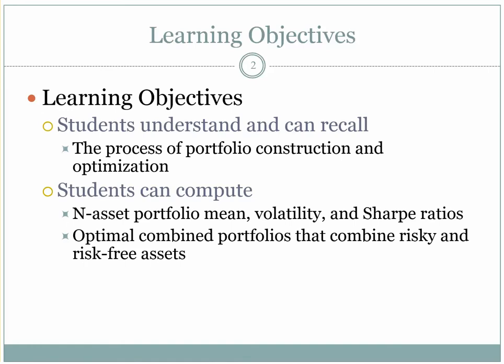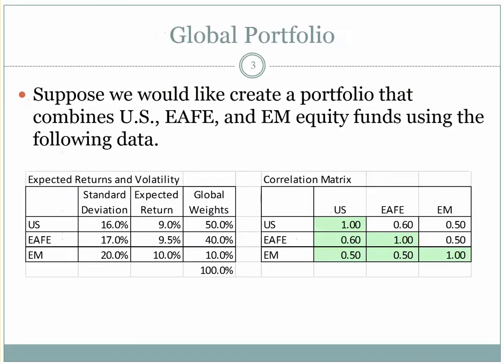and Sharpe ratios for many asset portfolios, and show how you can combine risky assets and risk-free assets to make optimal portfolios. So we'll start with the data I've collected from 2003 to 2010 and some estimates I've made.